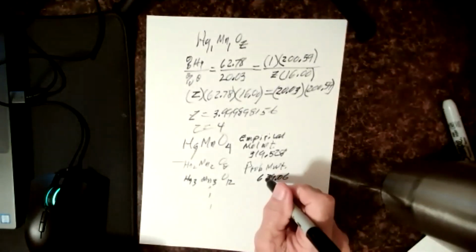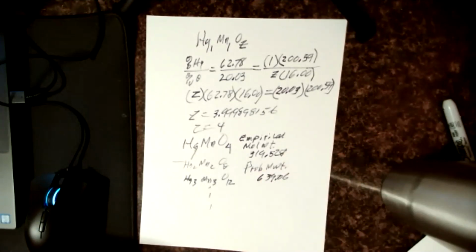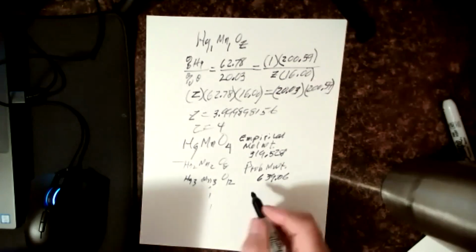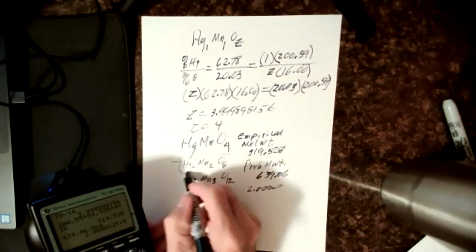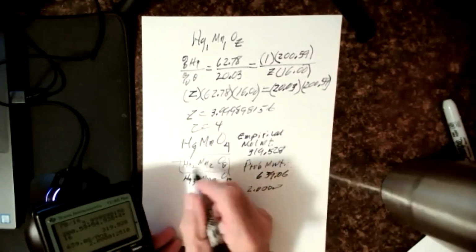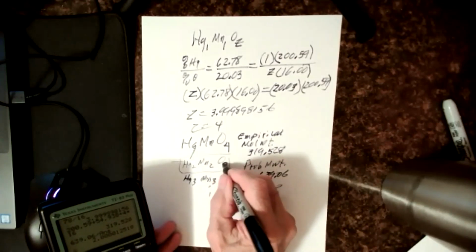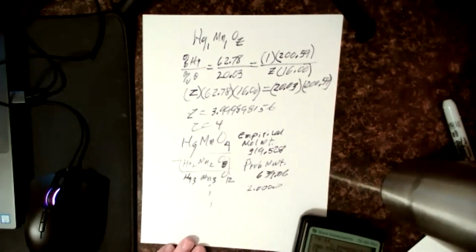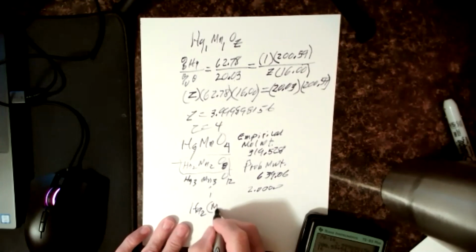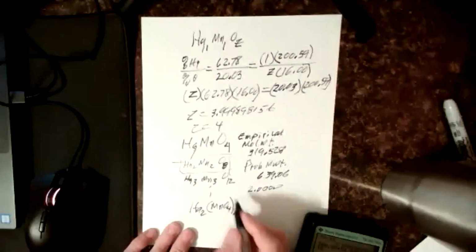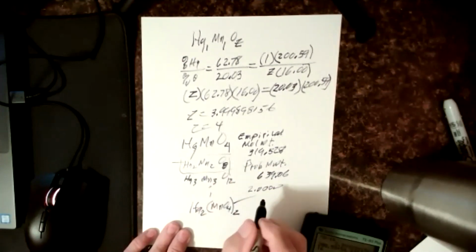Okay, so I'm going to take 639 and divide by 319. So 639.06 divided by the answer I still have is 2. It comes out to be 2.0000. So this is the formula. It's Hg2Mn2O8. Well, I don't see that, but I do see Hg2(MnO4)2, which is the same thing. So this is the correct formula.